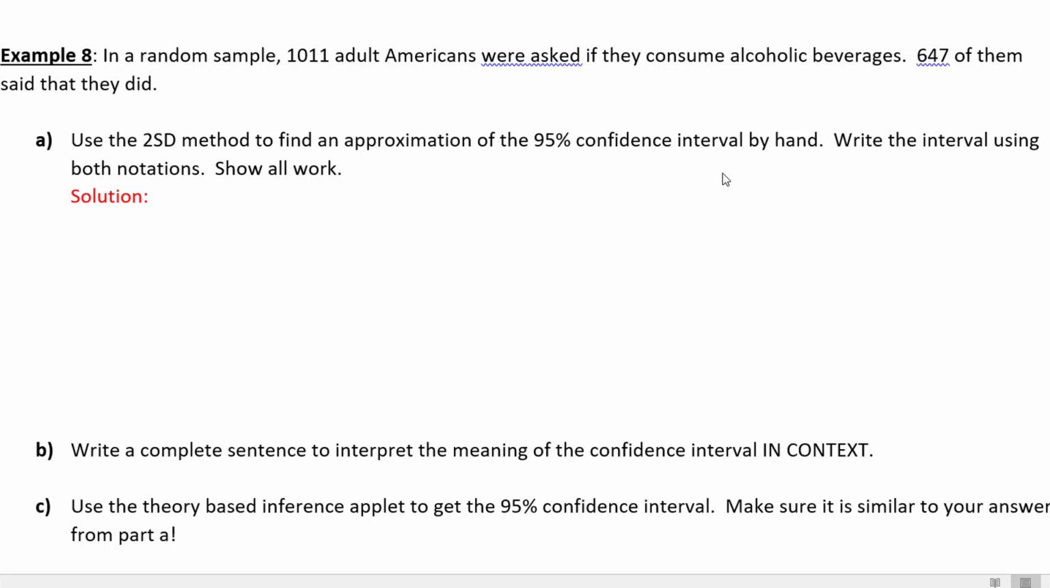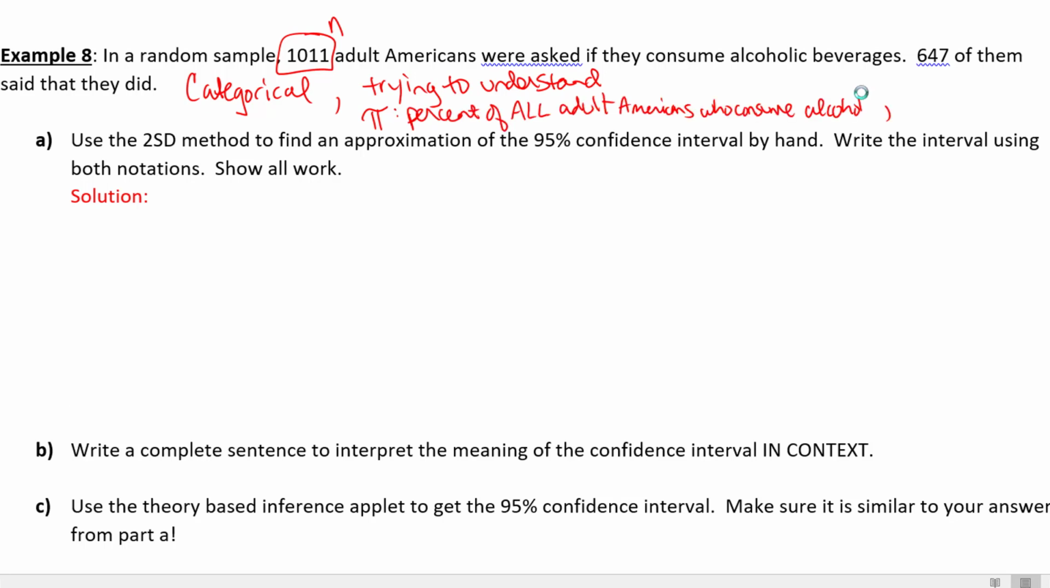So before I dive into Part A here, let's just note a couple things. This is a categorical sample. They have a sample size of n equals 1,011, and they asked each observational unit, do you consume alcoholic beverages or do you not? So that's categorical. So what we are asking here is we're trying to understand the parameter pi, and note that pi would be the percentage of all adult Americans who consume alcoholic beverages.